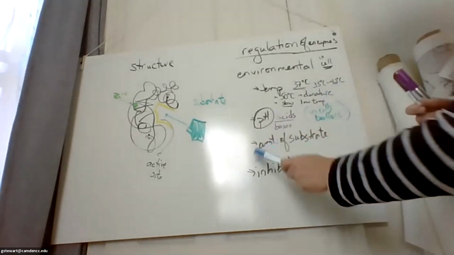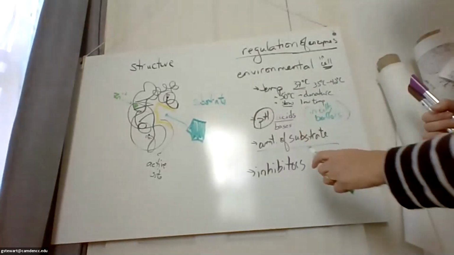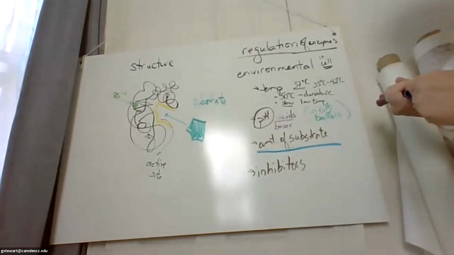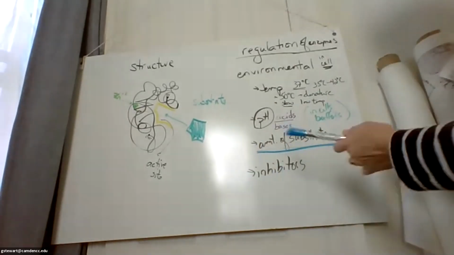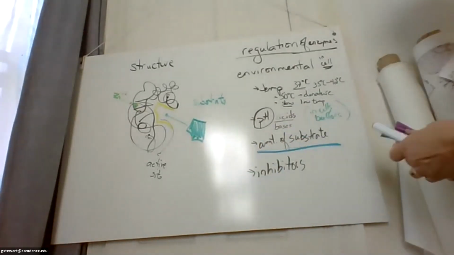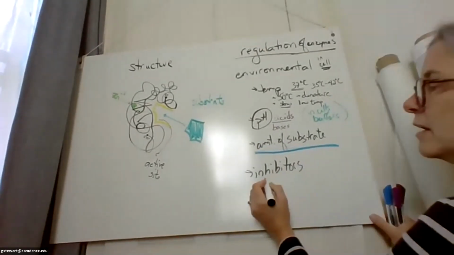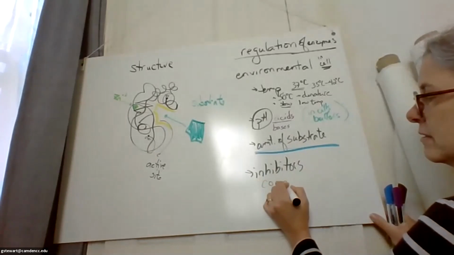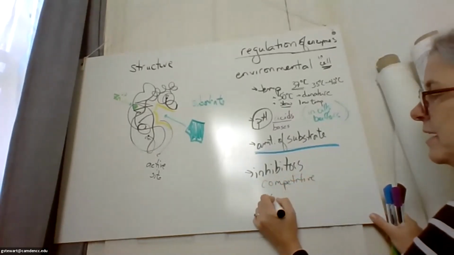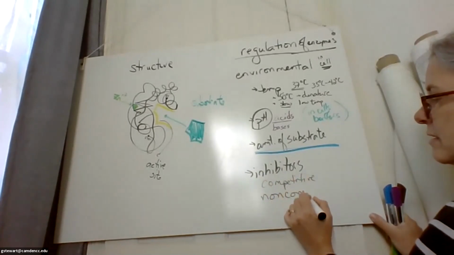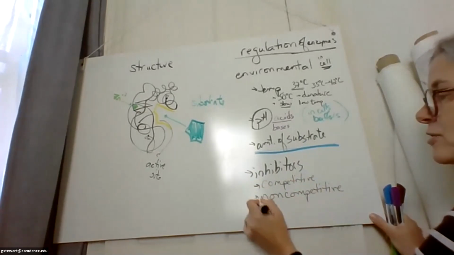Amount of substrate, that's pretty self-explanatory. If substrate is present, the enzyme is going to work at optimal pace. If there's no substrate or it's a low concentration, the enzyme isn't going to be working as much. And then inhibitors, we should address real briefly. They come in two forms, competitive and non-competitive. And they are just like they sound.